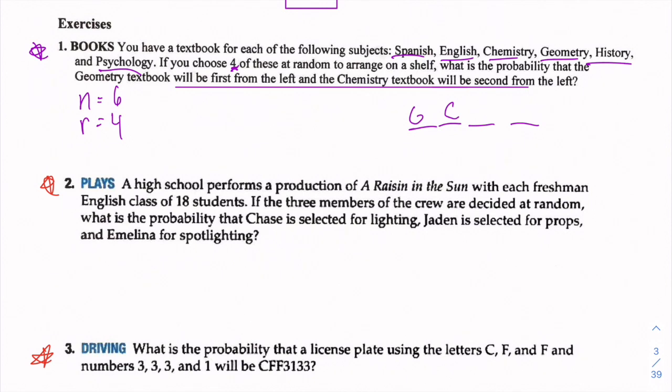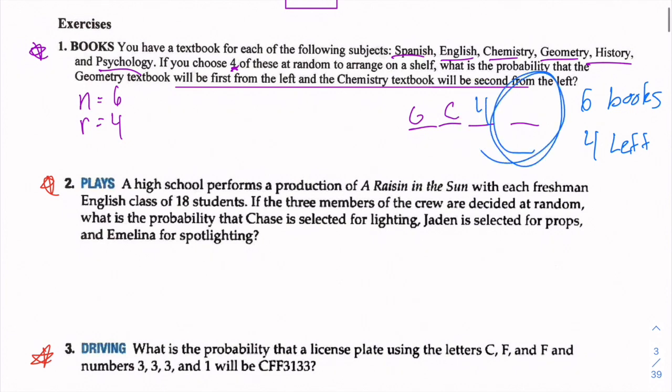So how many books are left? You chose those 2 out of how many books? There were 6 books. You already chose 2. How many books are left? 4 books are left. So how many options do I have for this slot? 4. How many options do I have for this slot? 3. So what are my possible ways that I want? There are 12 ways, 4 times 3. There are only 12 ways that could work. And again, we have to make sure geometry is here and chemistry is here. You can't change those spots.